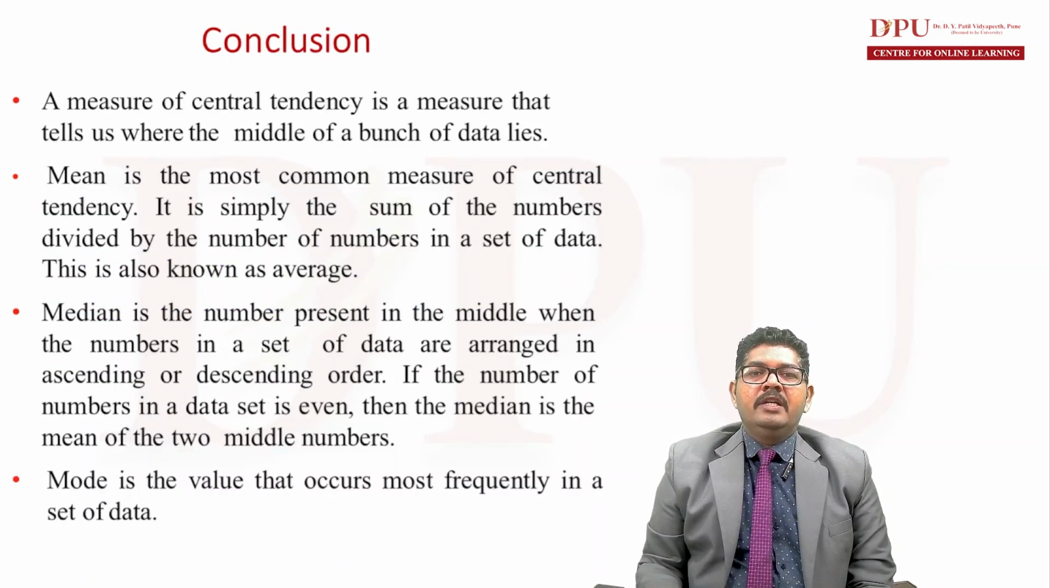Conclusion. A measure of central tendency is a measure that tells us where the middle of a bunch of data lies. Mean is the most common measure of central tendency. It is simply the sum of numbers divided by the number of numbers in the data set, and this is also popularly called the average. Median is the number present in the middle when the numbers are set in ascending or descending order. If the number of numbers in a data set is an even number, the median is the mean of the two middle numbers, and mode is the value that occurs most number of times in a data set.